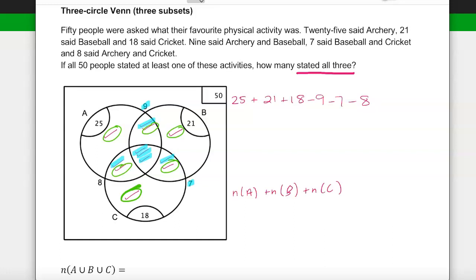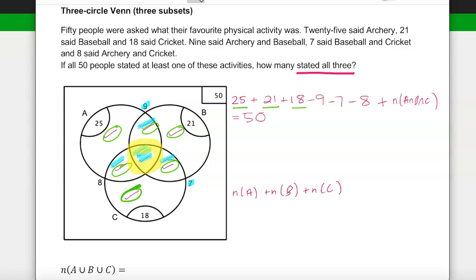The problem that we've got is I have just deleted all the people in the intersection. So I need to make sure that I add that intersection, the number in A and B and C, back in to make sure that this is actually going to total 50. So if we think what we've done so far, I've got the number in A, the number in B, and the number in set C.